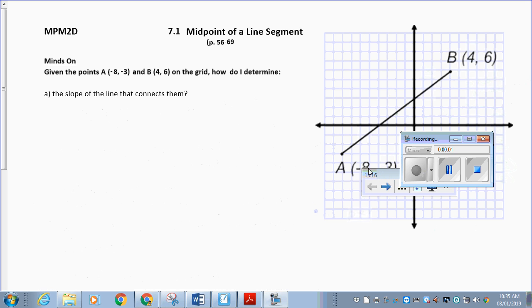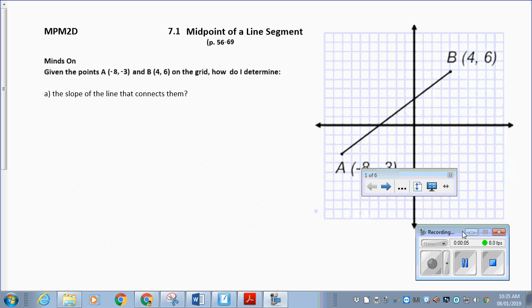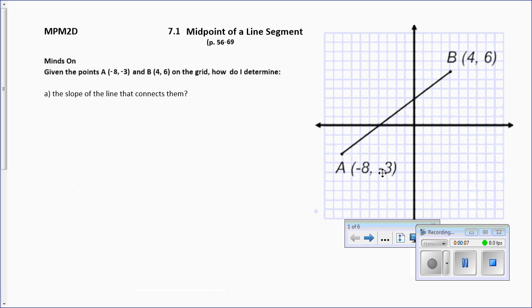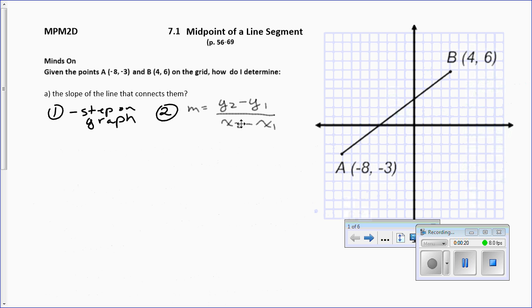Midpoint of a line segment. So suppose I wanted the slope of the line that connects 2 points A and B. In this case, (-8, -3) and (4, 6). The first thing that I would do is either use the step pattern on the graph to calculate that slope, where I use the rise divided by the run, or we could use this equation, m is equal to y2 minus y1 over x2 minus x1.